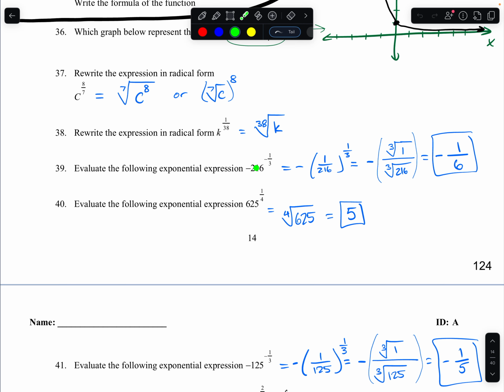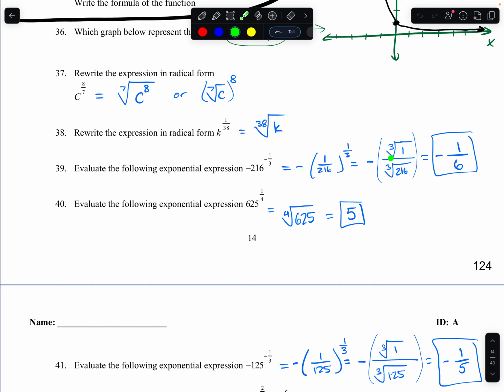Right off the bat, I see a negative exponent, so I can make this exponent positive using my negative exponent rule as long as I flip the base or use the reciprocal of the base. So the reciprocal of 216 is 1 over 216, and this negative just stays outside. It stays outside again, and then I can use my radical form. So I can turn 1 to the 1/3 power as the cubed root of 1. And 216 to the 1/3 power is the cubed root of 216. And remember, this negative sign is still staying outside.